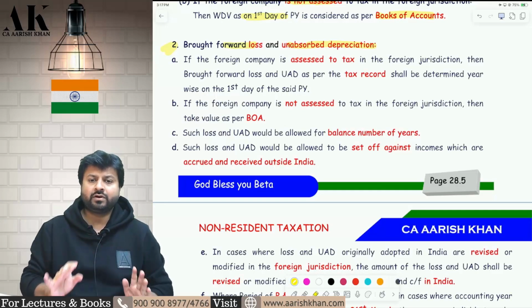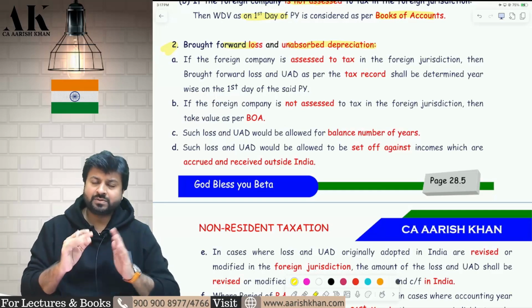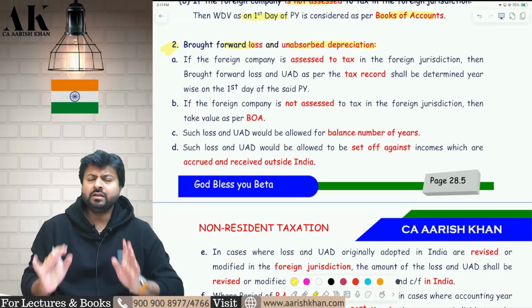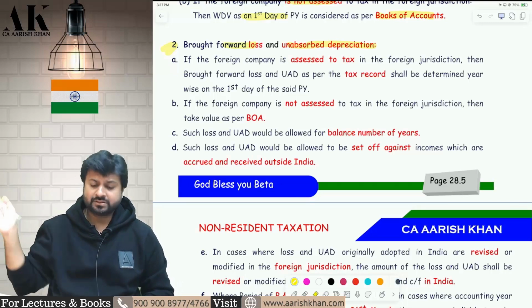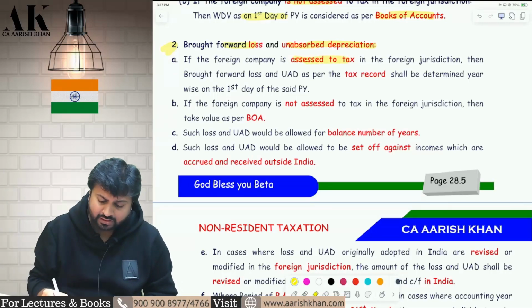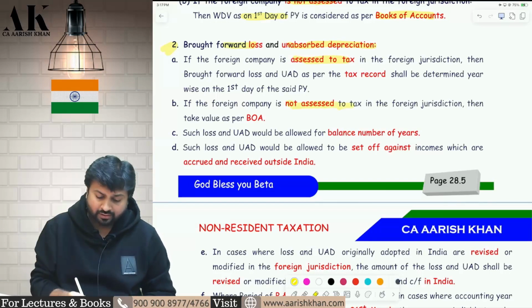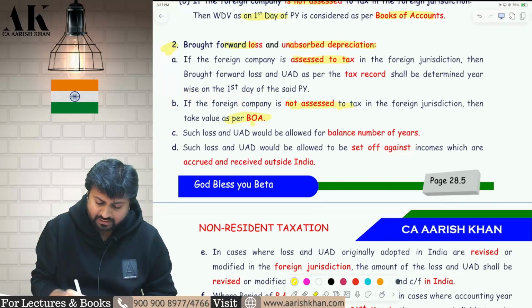All of them will be carried forward and set off. Don't worry, as per the rules mentioned over here. First of all, if the losses are as per tax, then they will be carried forward and set off as per tax. If tax is not there in that country, then the losses will be carried forward as per what? As per the books of accounts.